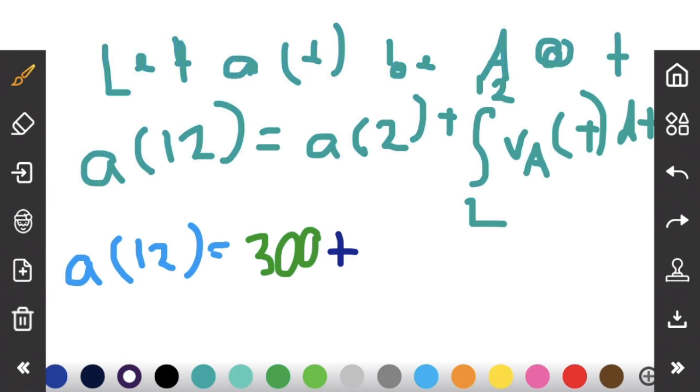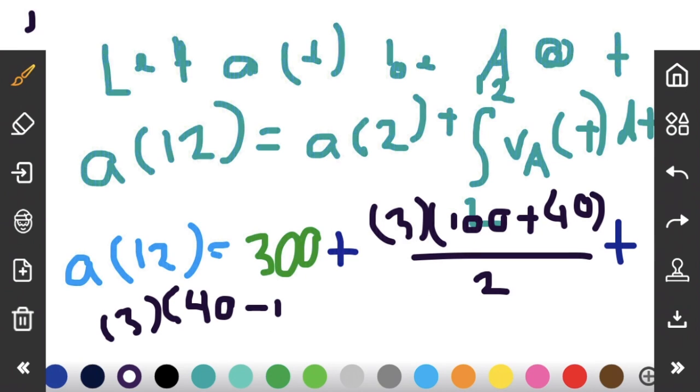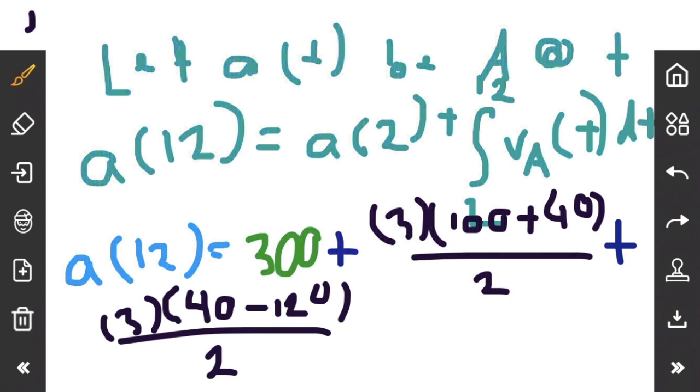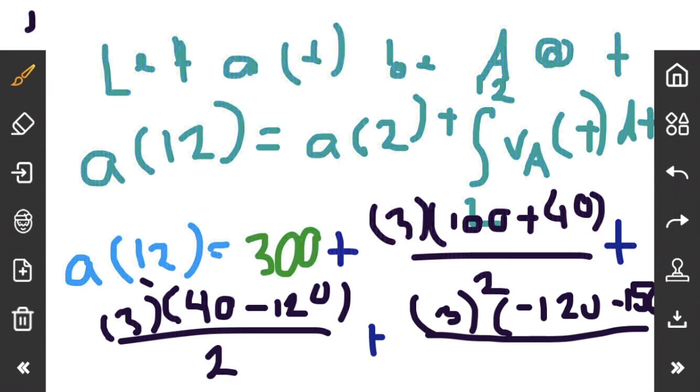So it'll be plus 3 times 100 plus 40 divided by 2, plus 3 times 40 minus 120 over 2, plus 3 times negative 120 minus 150 over 2.